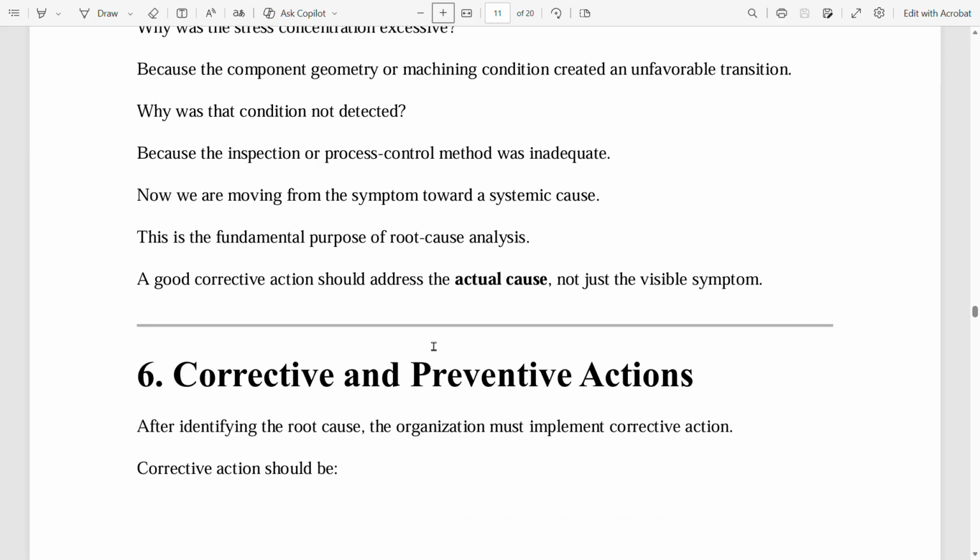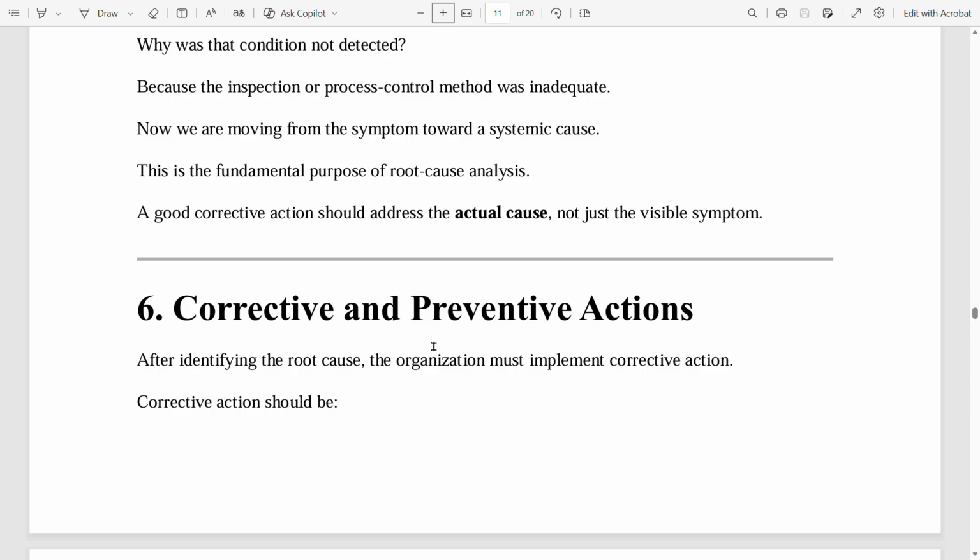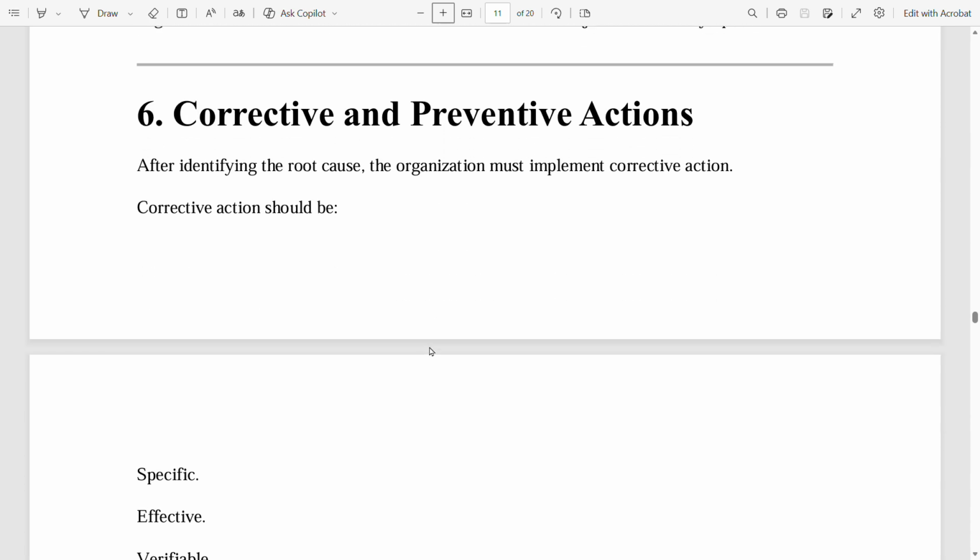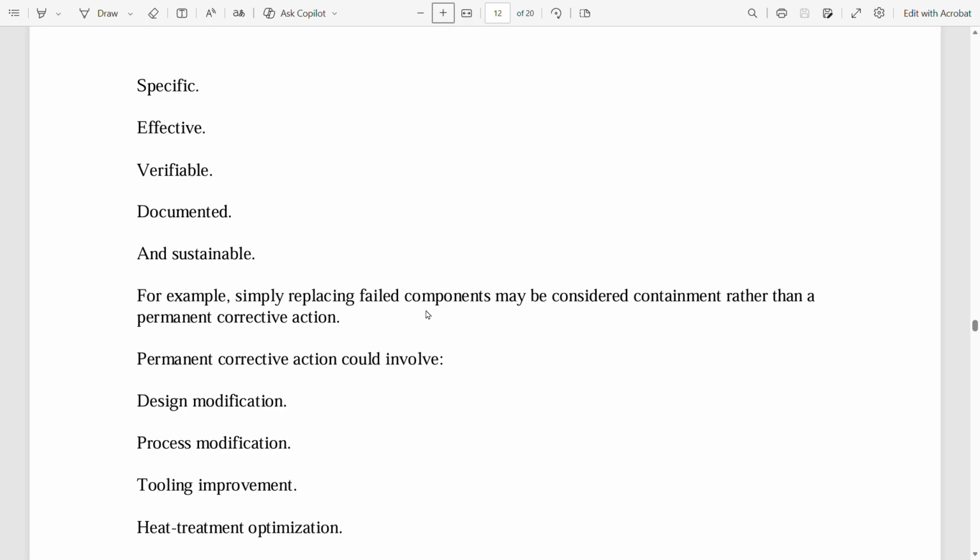Now we are moving from the symptom toward a systematic cause. This is the fundamental purpose of root cause analysis. A good corrective action should address the actual cause, not just the visible symptom. Now, step 8, corrective and preventive actions. After identifying the root cause, the organization must implement corrective action. Corrective action should be specific, effective, verifiable, documented, and sustainable.